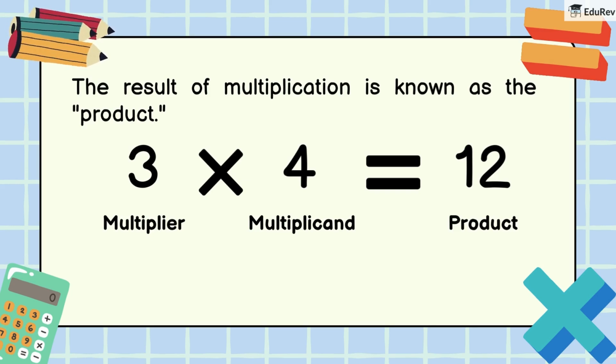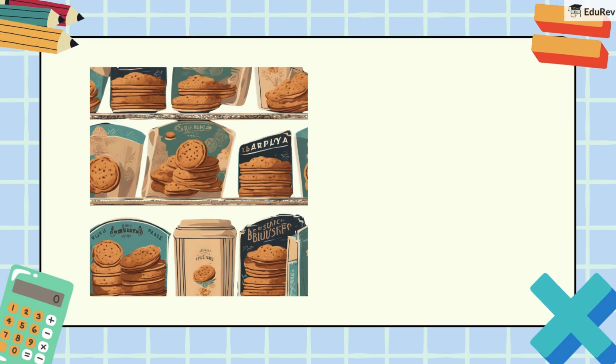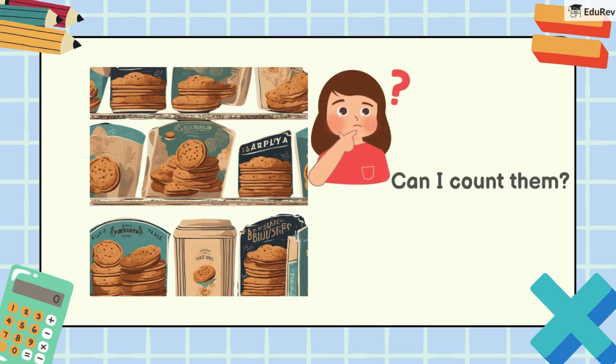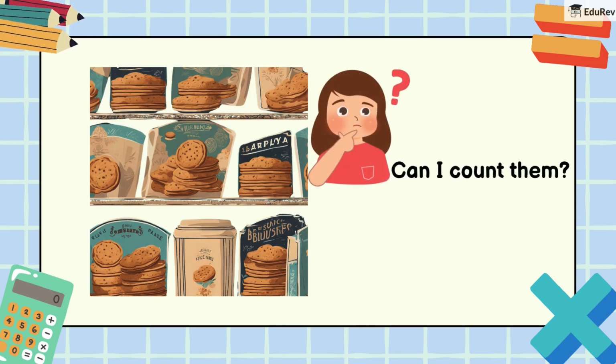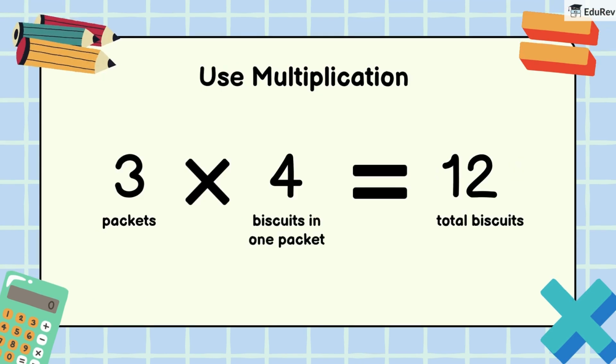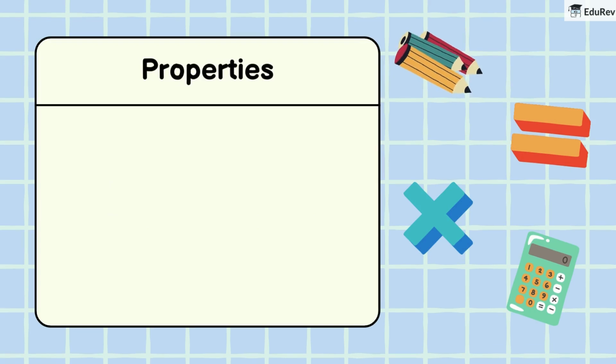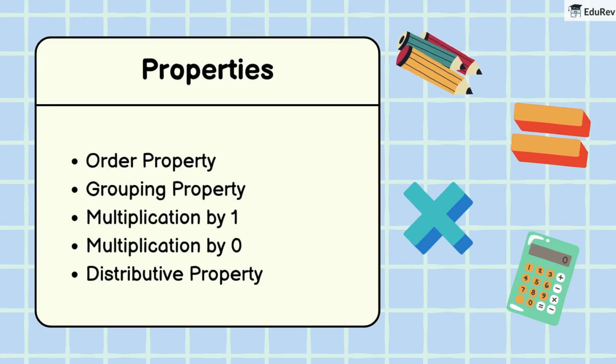To make it simpler, think of it like this: if you are buying 4 packets of biscuits and each packet has 3 biscuits, you can find out how many biscuits you have by multiplying the packets, 3, by the biscuits in each packet, 4. Now, let's explore some important properties of multiplication that make it even easier.